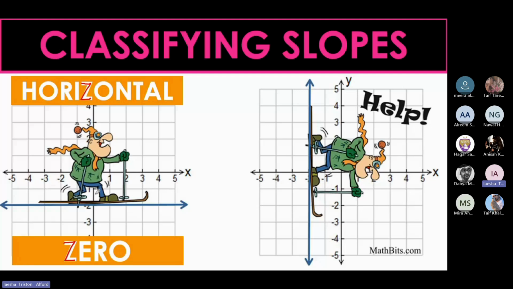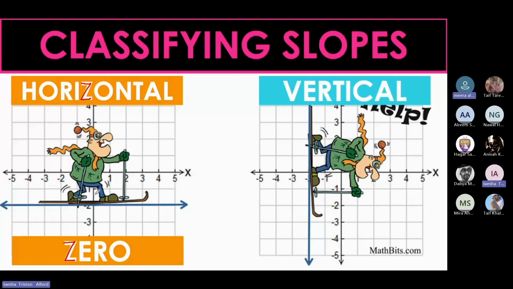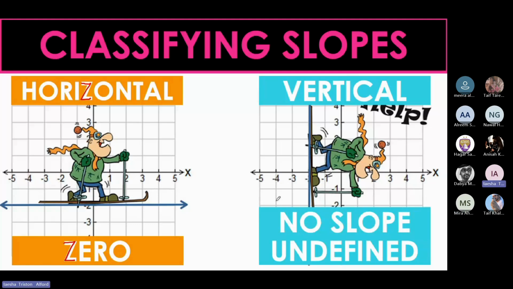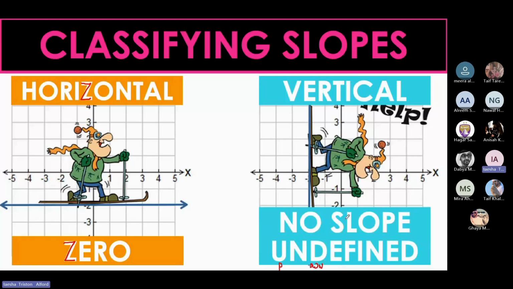The next line, what kind of line is it? Vertical. Anybody know the name of the slope? This one? Undefined. Or no slope. How do you know it's undefined? Because it goes up and down. Right? So undefined line is an up and down line, a vertical line.